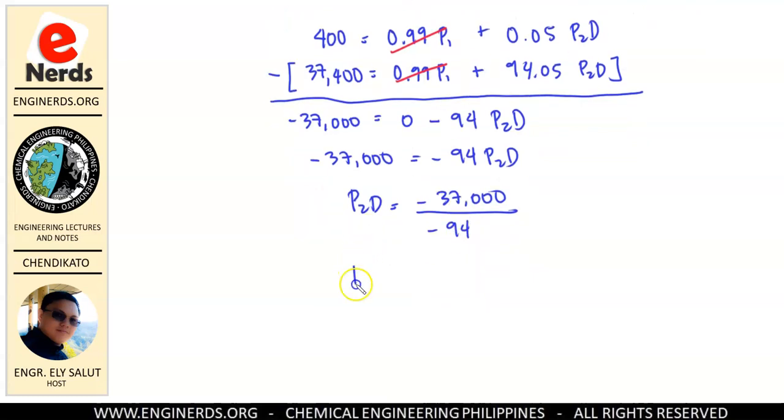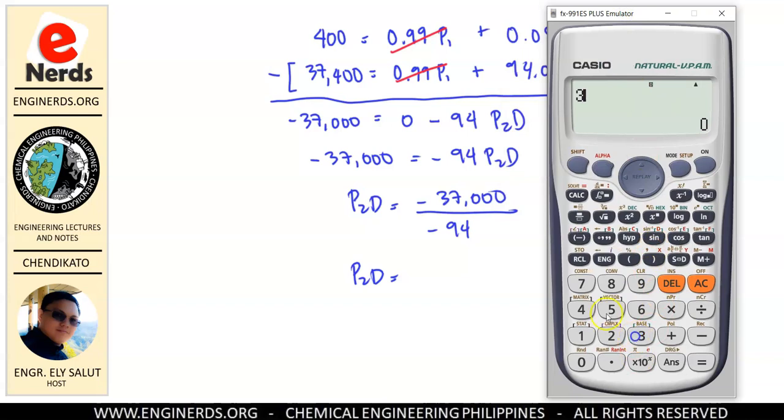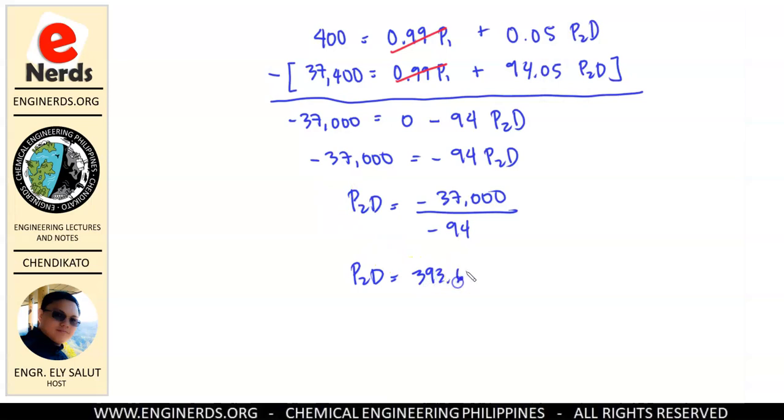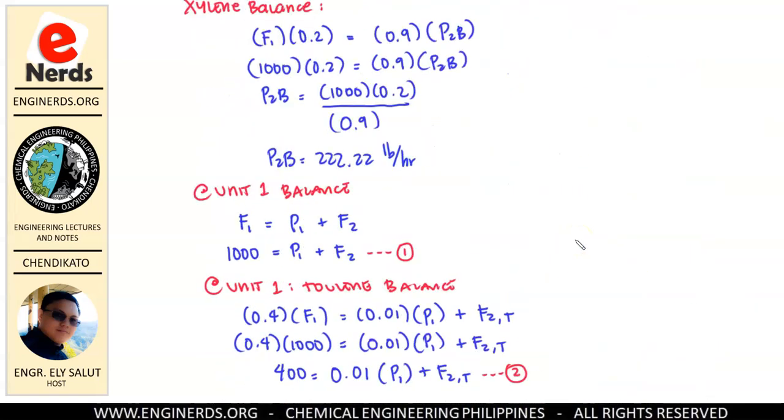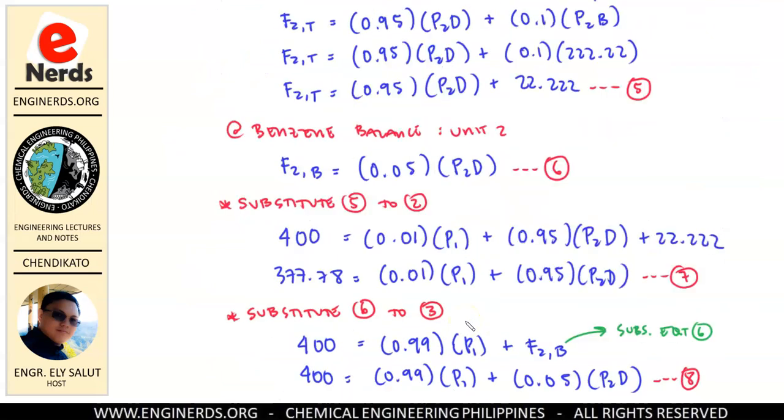So, our P2D is equal to negative 37,000. So let us ignore the sign. So we have 37,000 divided by 94. So we have 393.62 pounds per hour. So nakuha na natin yung value ng P2D, no? So sulat natin dito para mas ma-analyze natin. Our P2D is equal to 393.62 pounds per hour.